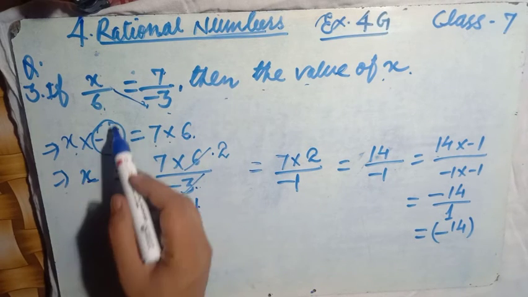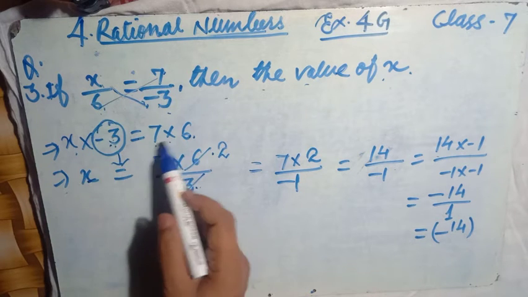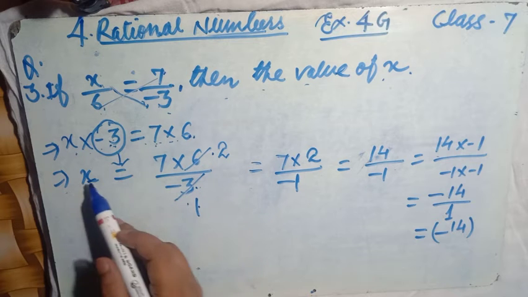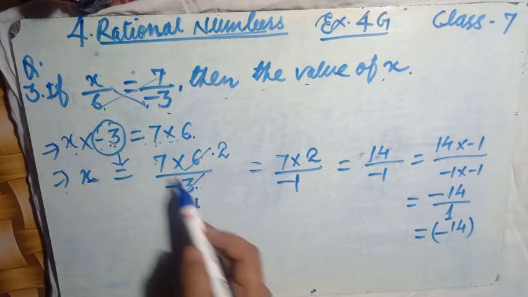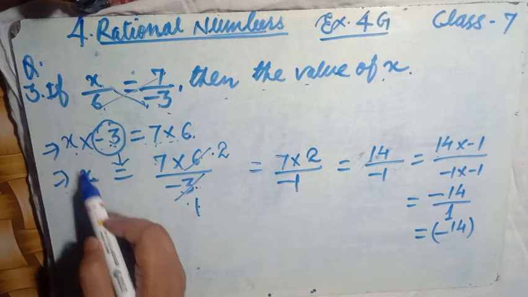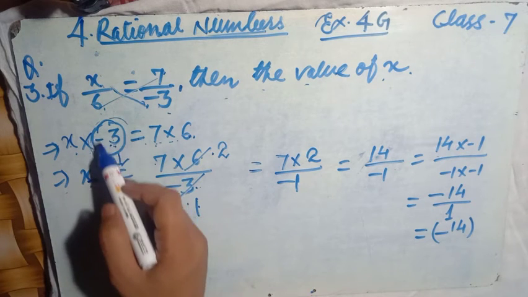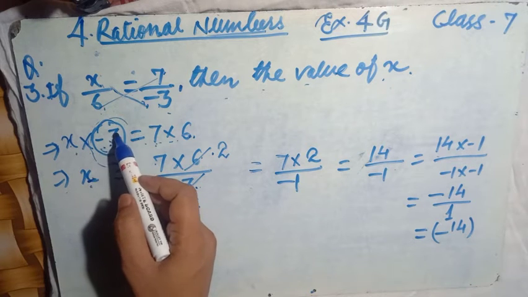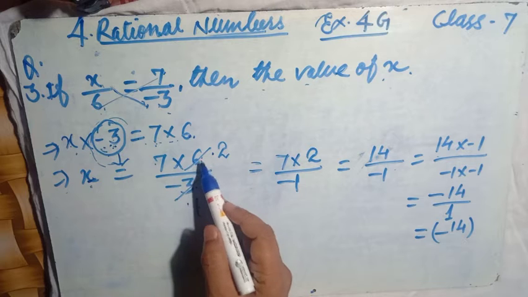Now see cross multiplication: x multiplied by minus 3 and 6 multiplied by 7. Here x multiplied by minus 3 is equal to 7 multiplied by 6. So x is equal to 7 multiplied by 6 divided by minus 3, because minus 3 is the multiple of x and we have to find the value of x. So x as it is, and now we bring this multiple minus 3 to the denominator on the right hand side: 7 multiplied by 6 divided by minus 3.